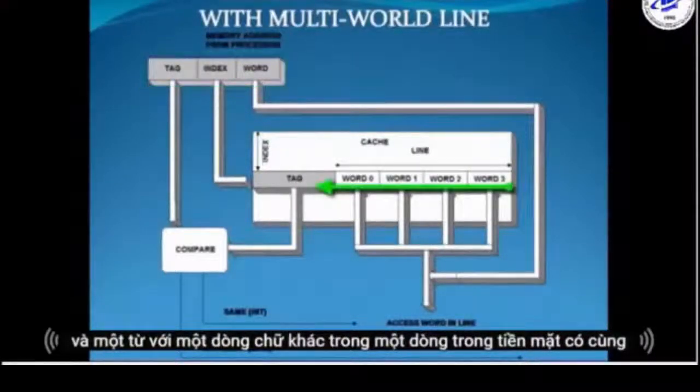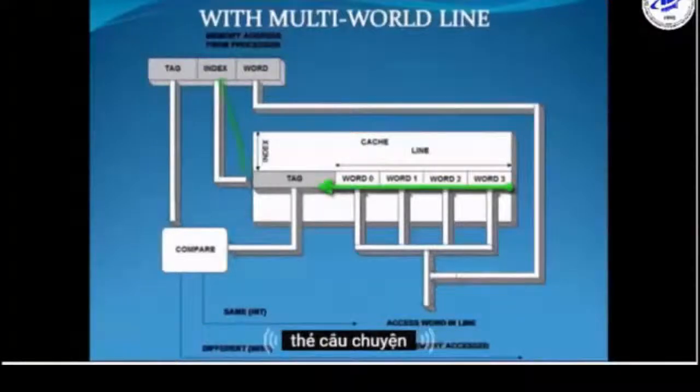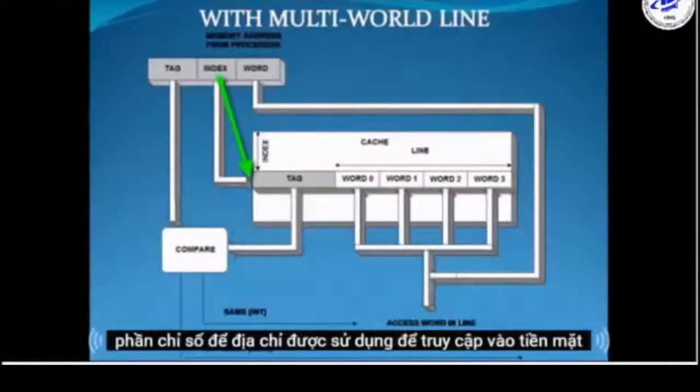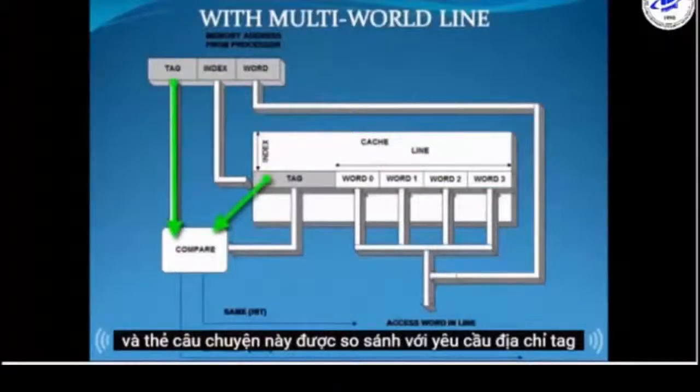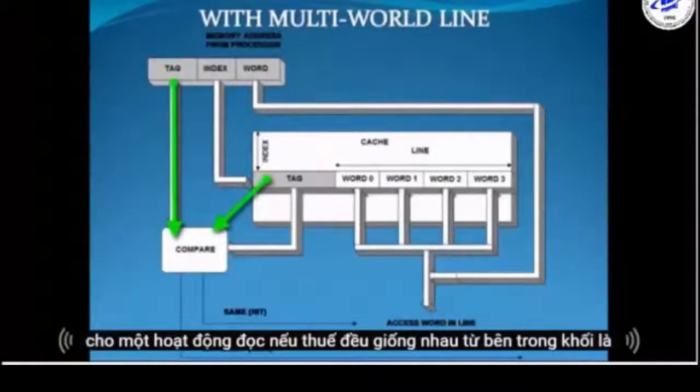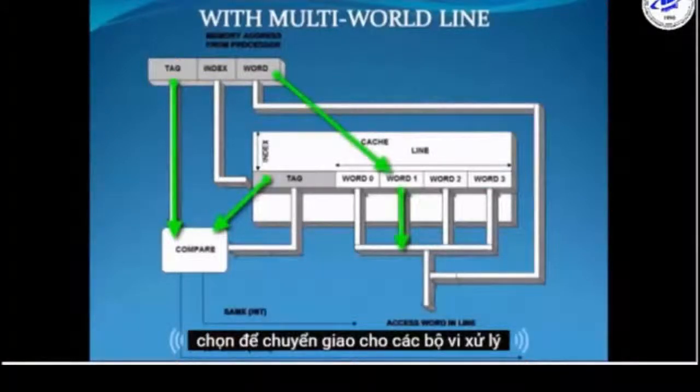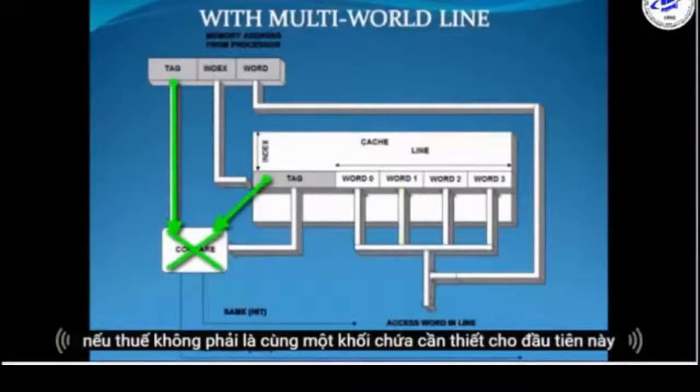All the words within a line in the cache have the same stored tag. The index part of the address is used to access the cache, and the stored tag is compared with the required tag address. For a read operation, if the tags are the same, the word within the block is selected for transfer to the processor. If the tags are not the same, the block containing the required word is first transferred to the cache.